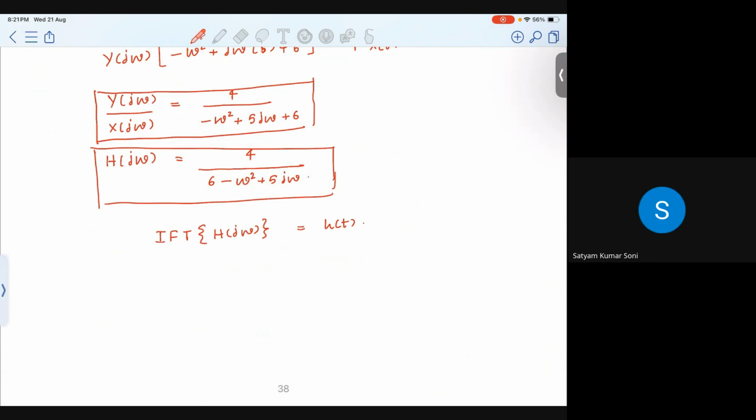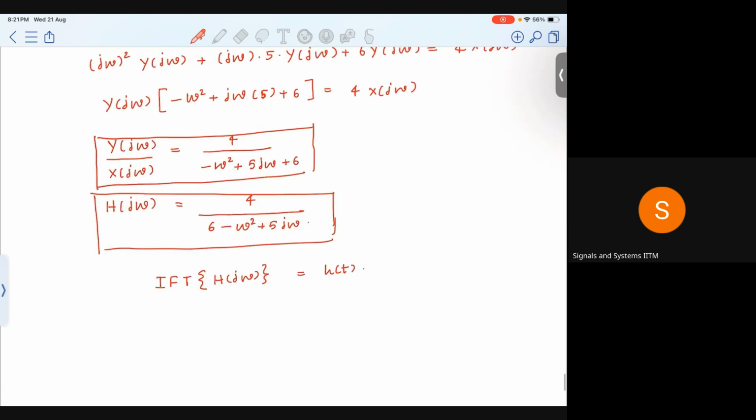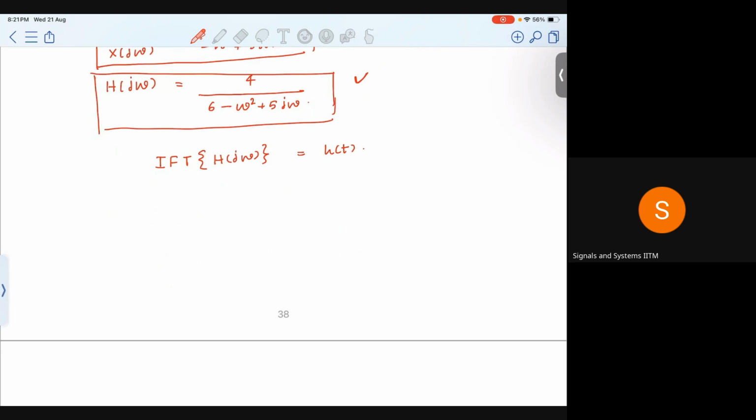Question 9 of practice assignment 10. First, we have to find H of j omega, then find the inverse transform of this. Yes, correct, that's true. Otherwise, it's very hard to find. So you found H of j omega from your previous question. From this H of j omega, now you go back and find the impulse response by using the IFT. How do we do that? So this can be written.